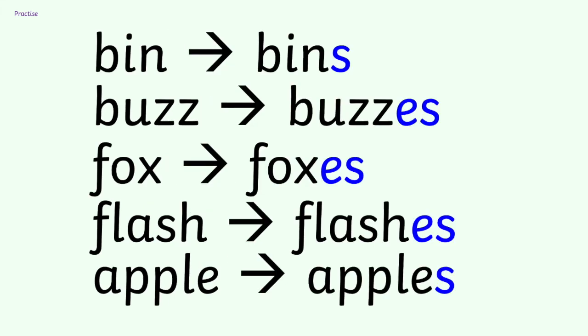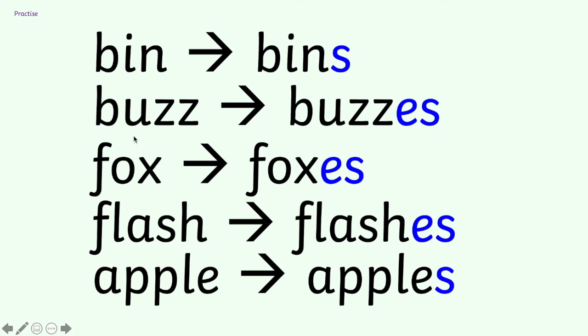Fantastic, let's check your answers then. So this first one, bin, becomes bins with just an S because bin doesn't end in one of those special sounds, so we just add an S on the end. What about this next one, buzz? Well, buzz ends in this Z letter, the Z sound, so we do need an ES. That was one of the ones we looked at today, buzzes.